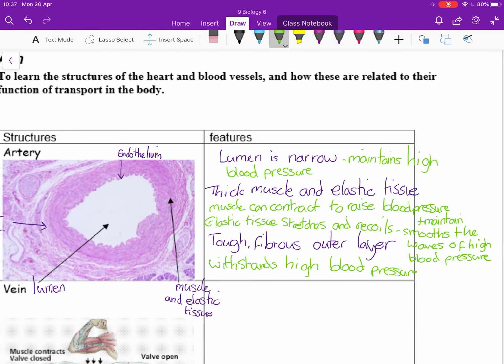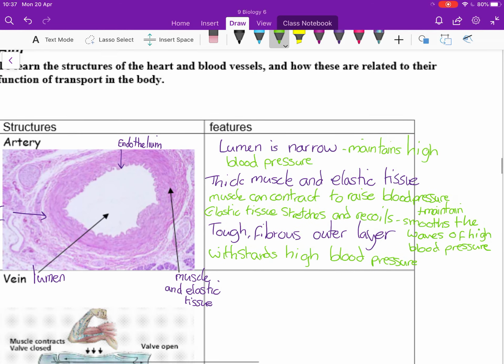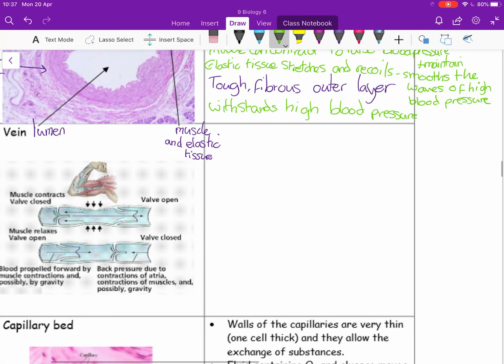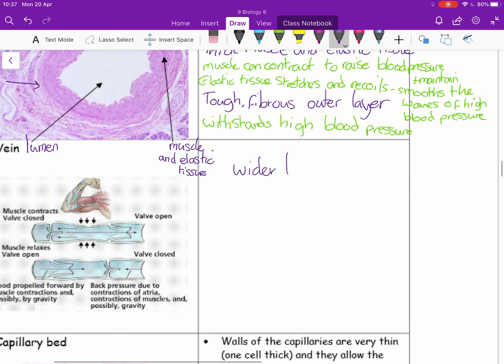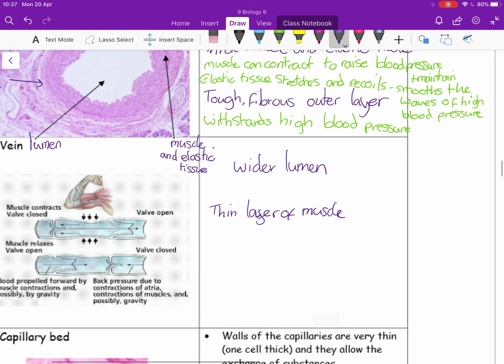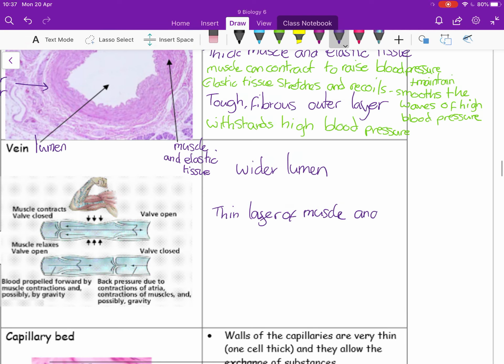The walls of the arteries do have to withstand extremely high blood pressure, and that tough outer layer really helps to achieve that. Looking then at veins, relative to arteries, they have a wider lumen. They also have a thinner layer of muscle and elastic tissue, so they'll have less muscle and less elastic tissue in the walls of a vein.